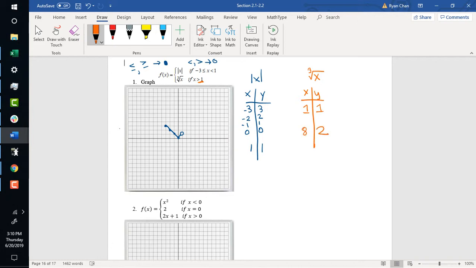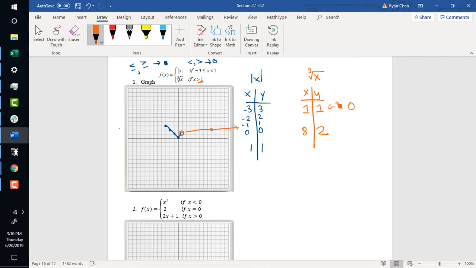So I have 1, 1. This is going to be a closed circle. Oh, sorry. This will be an open circle. My bad. And it'll look like this. And I have 8, 2. And it'll look like this. And this will be my piecewise function.